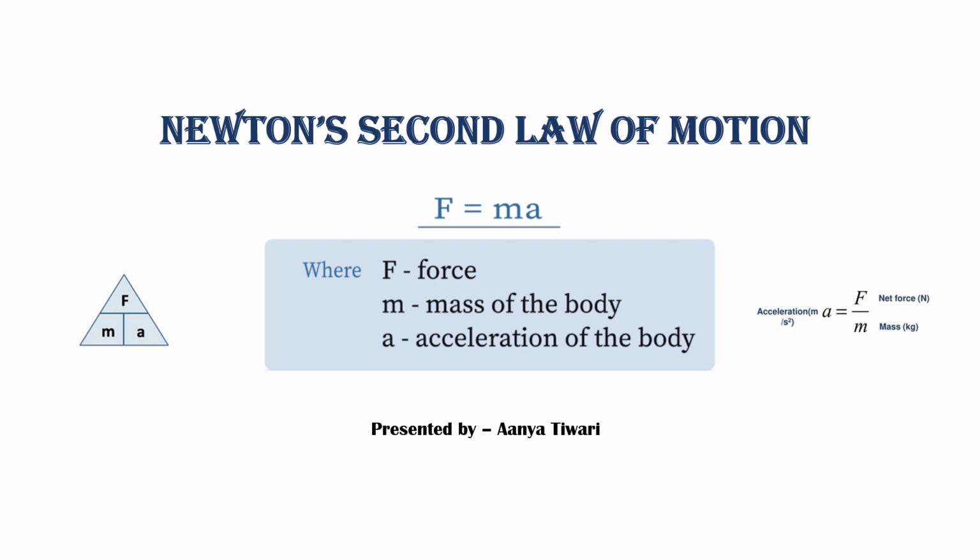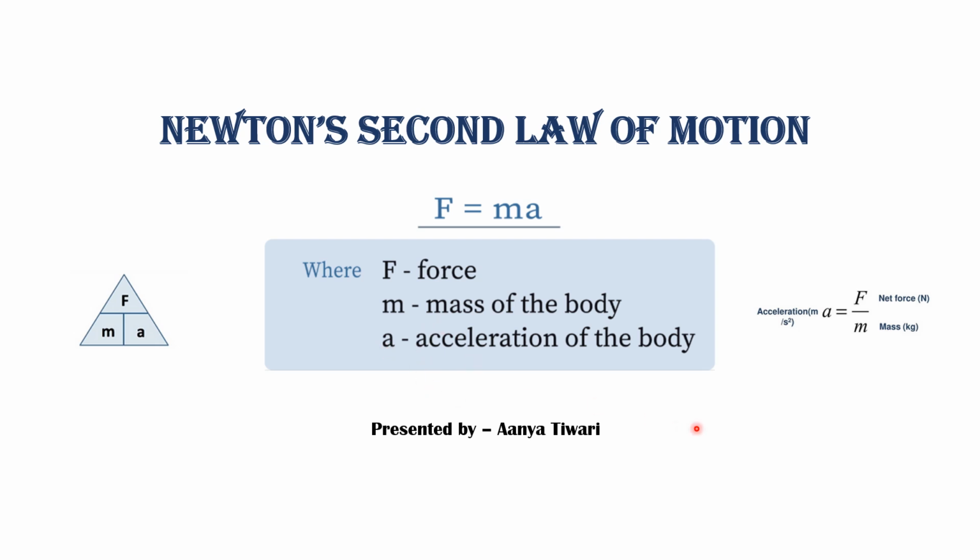So let's begin. Last time we talked about Newton's first law of motion. Today, we're going to talk about Newton's second law of motion. F is the force applied to an object. M stands for the mass of an object. And A denotes the acceleration of an object.